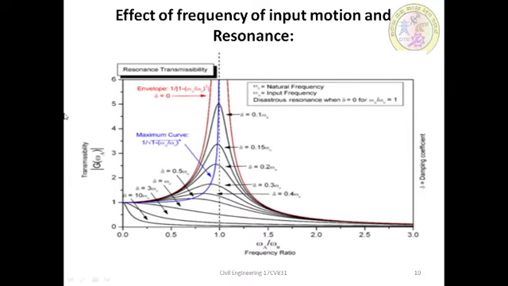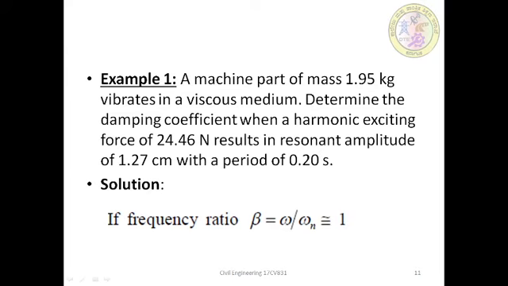Now we'll see some numerical examples on forced single degree of freedom vibration. Here the problem is that a machine of mass 1.95 kg vibrates in a viscous medium. We are asked to determine the damping coefficient when the harmonic exciting force of 24.46 Newton results in a resonant amplitude of 1.27 meter with a time period of 0.2 second.